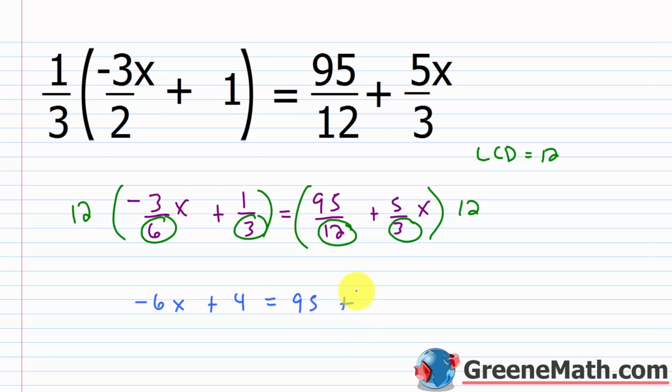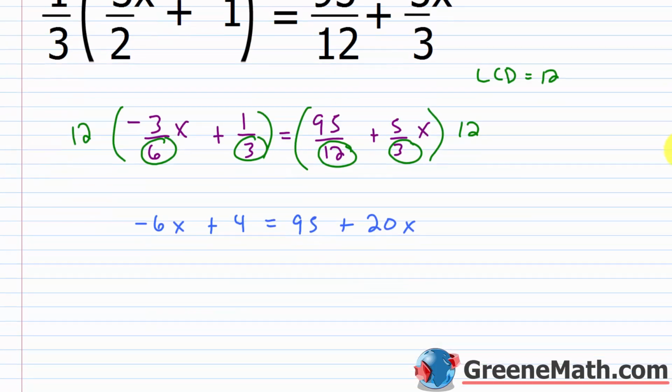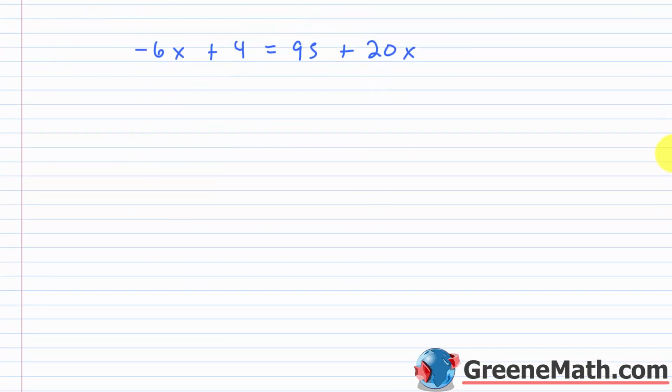Okay, and then plus, you have 12 times 5/3 x. 12 cancels with 3 and gives me 4. 4 times 5 is 20. So this would be 20x. Okay, so now that we've cleared our fractions, let's just proceed into our normal procedure for solving a linear equation. Let's go ahead and subtract 4 away from each side of the equation. And also, let's go ahead and subtract 20x away from each side of the equation.